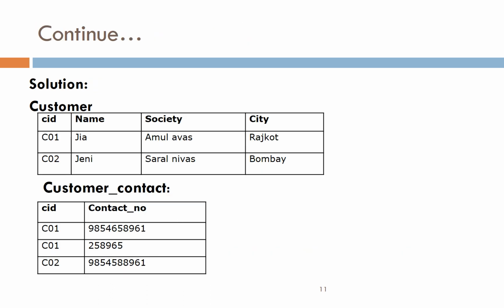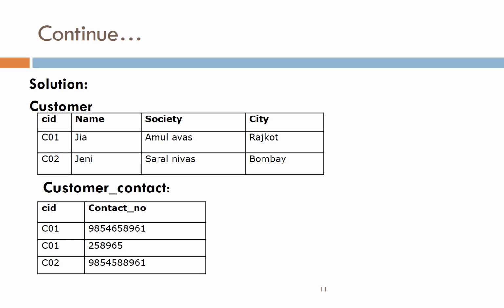Now, after decomposition. As we see, our relation Customer is not in first normal form, and there is a presence of composite and multivalued attributes. We have to remove the presence of those attributes, and for that we have to decompose that relation in such a way that we can remove the composite and multivalued effects of the attribute. So this is the solution.